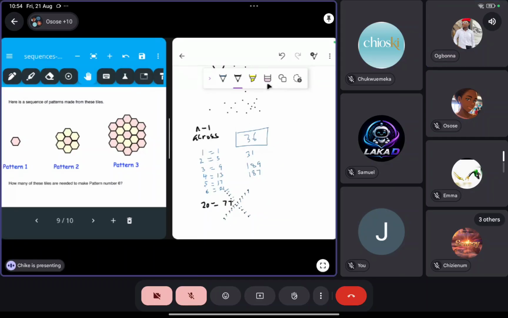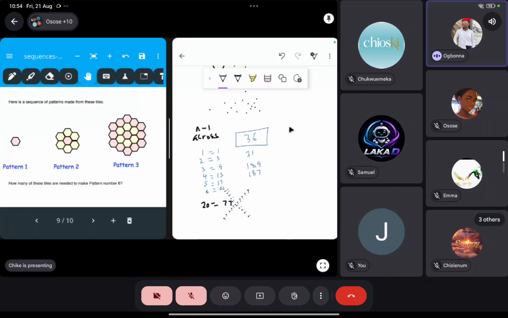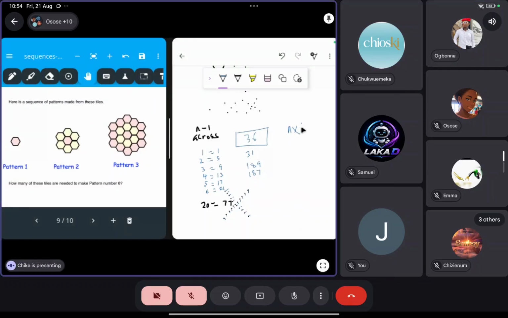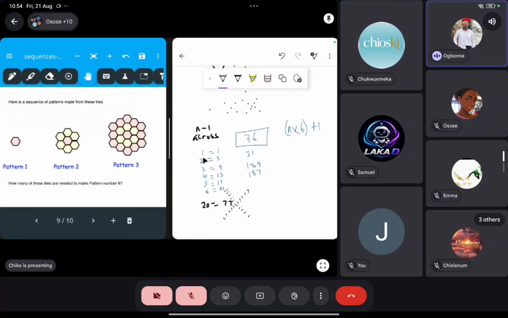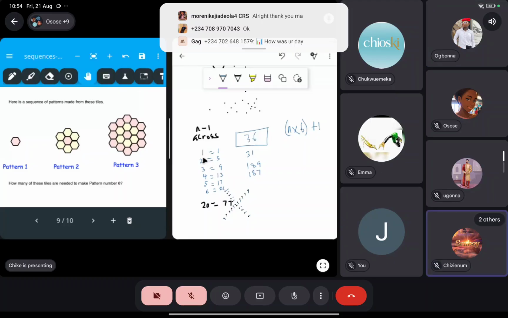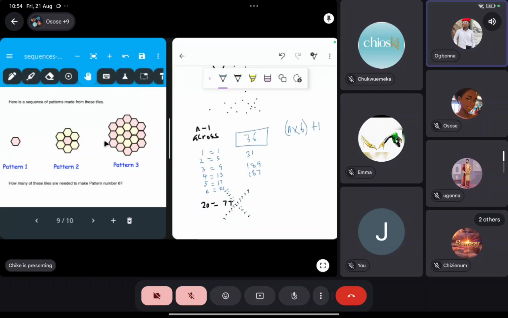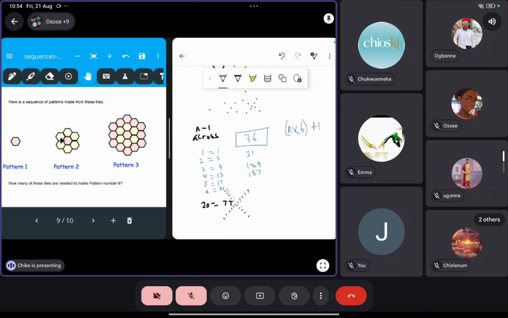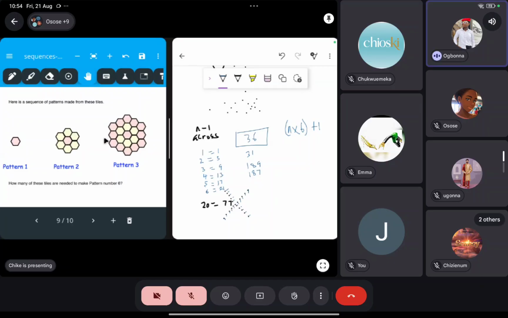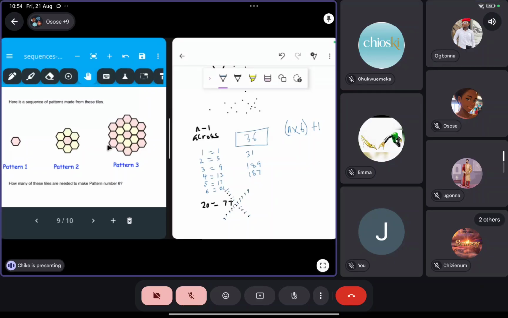So okay, wait, sorry. Let's come again. You said your pattern is what? Like n times 6 plus 1. N times 6 plus 1. Okay, let's check that. I'm even confused here. Oh, so it worked for 3. It worked for 3, but it didn't work for 2 now. For 2, 2 times 6 is 12, plus 1 is 13. And how many do you have? 1, 2, 3, 4, 5, 6, 7. No, for 2. Yes, so that means it won't work.